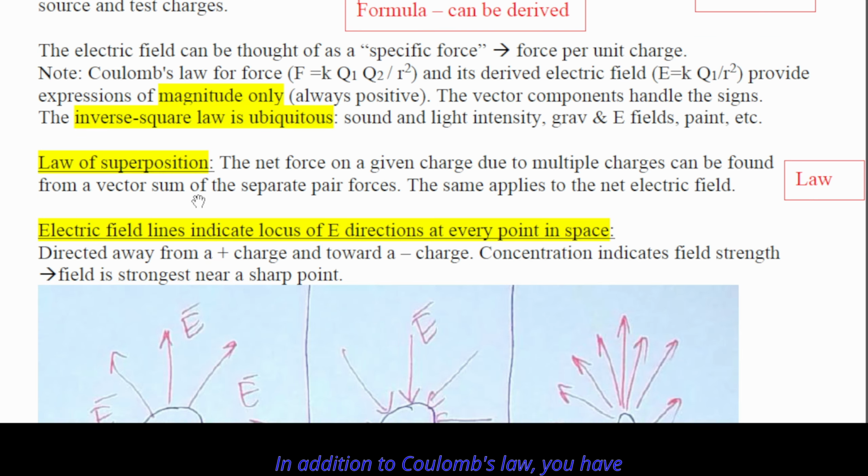In addition to Coulomb's law, you have the law of superposition of forces and electric field. So this tells you that if you have 3, 4, 5 charges exerting forces on each other, you can find the total force on any one charge by vectorially adding all the forces from all the other charges. Same for calculation of electric field. You can vectorially add the different electric field sources to give you the overall electric field at any point. So this too is a law. It's an observed pattern of behavior. So this is used in combination with Coulomb's law to find electric forces and fields for complex geometries.